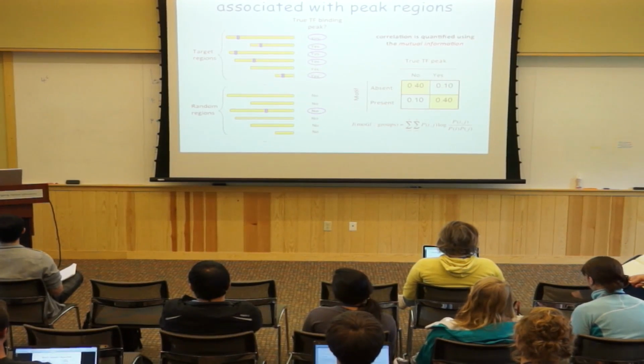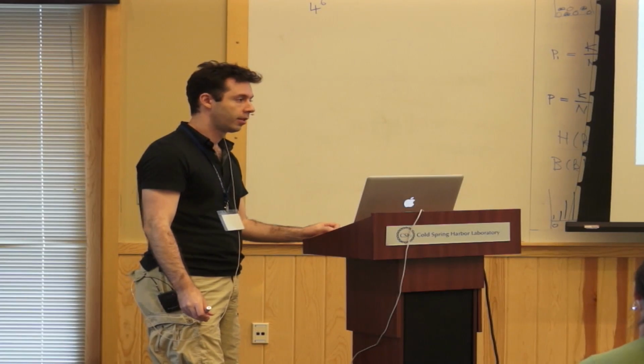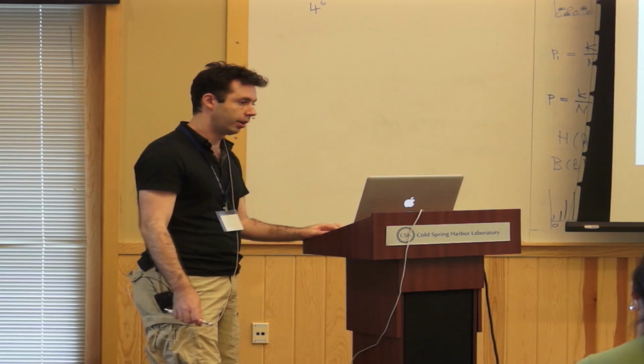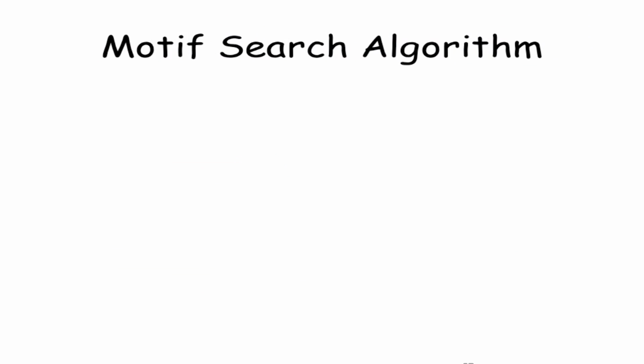Okay? Now, let's say that your motif is 7 nucleotides long. How many sequences of 7 nucleotides can you have? Yeah, that's about 16,000. So what do you do? How can you search the space of motifs?